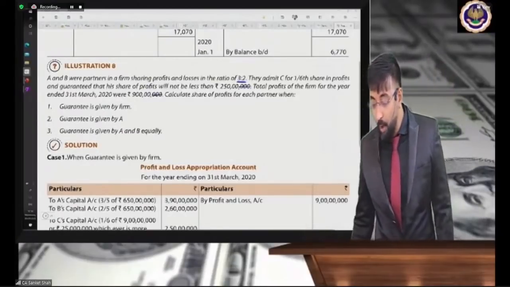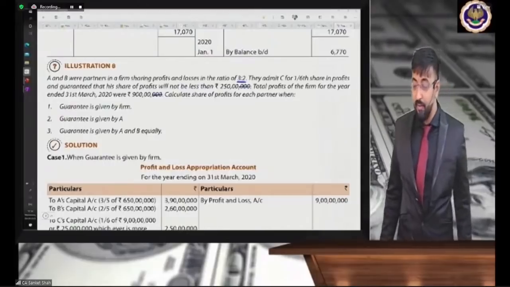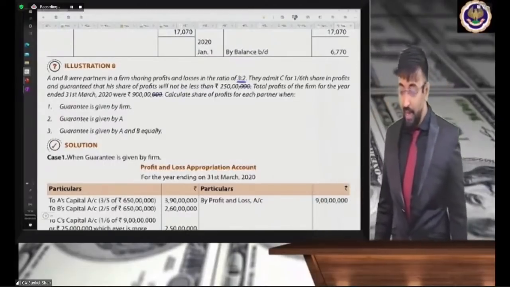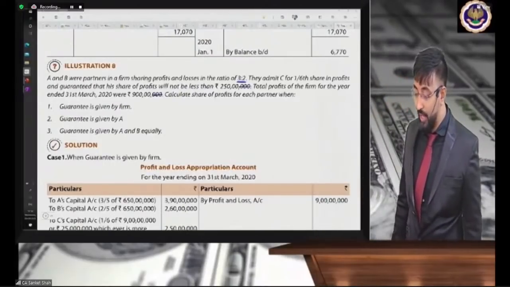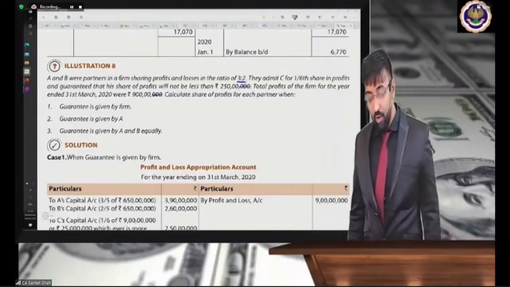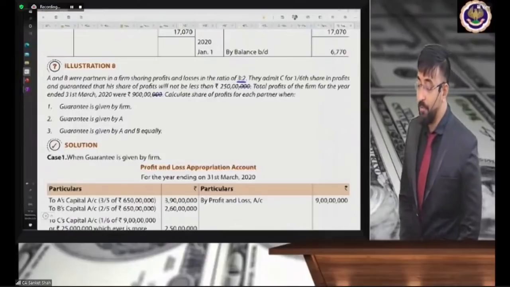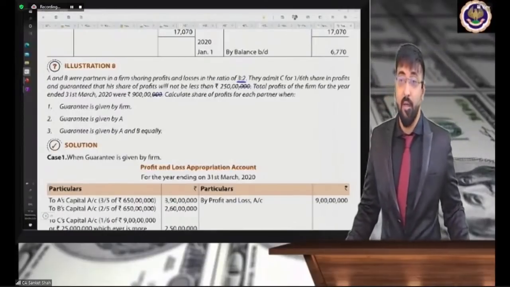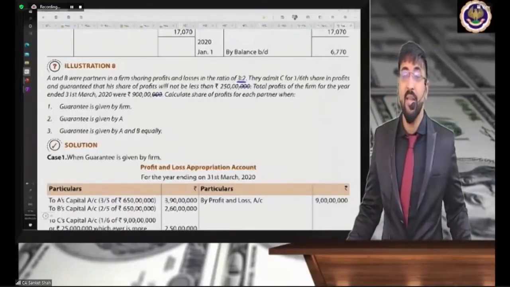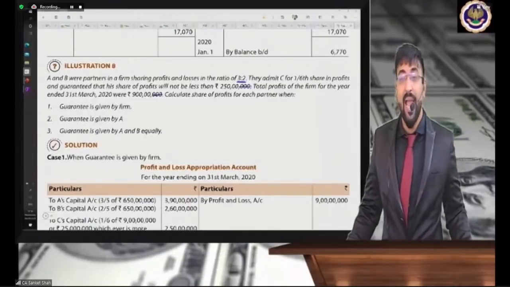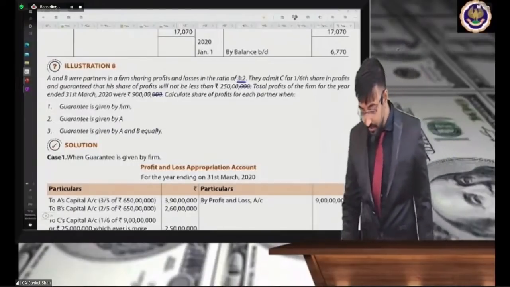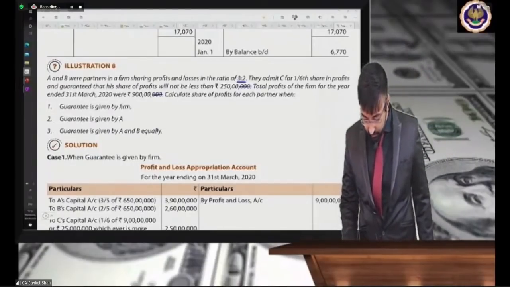And total profits of the firm is 90,000. It was 9 crore, so last 3 zeros are removed. So cut that last 3 zeros. So 90,000. Calculation of share of profit for each partner when guarantee is given by firm, guarantee is given by A, guarantee is given by A and B equally. So guarantee is given by A and B equally.